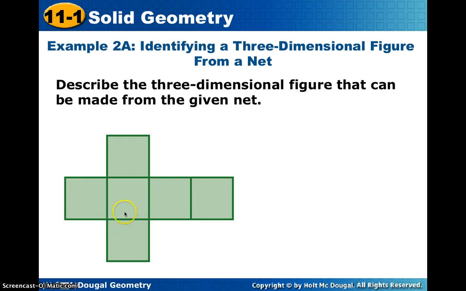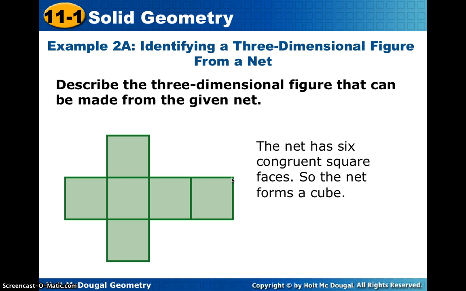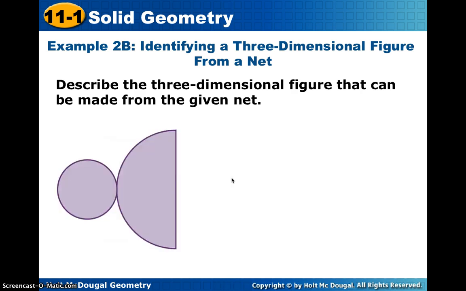So this one, you can see how many faces are here. Well, there's 6: 1, 2, 3, 4, 5, 6. And each of them is a square. So you say, oh okay, what shape has 6 faces that are squares? It must be a cube. So the net has 6 congruent square faces. It forms a cube.